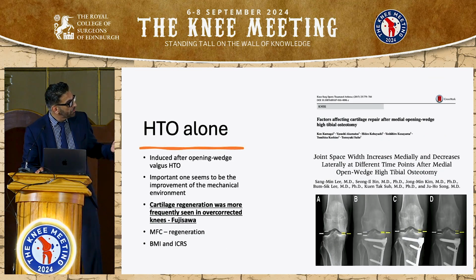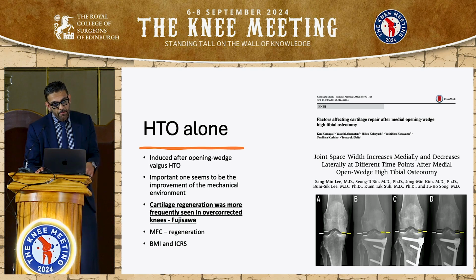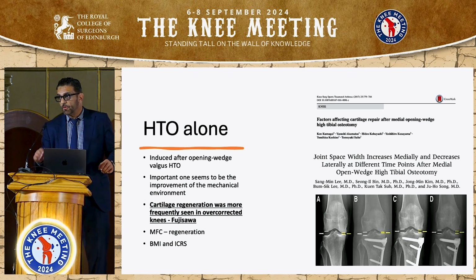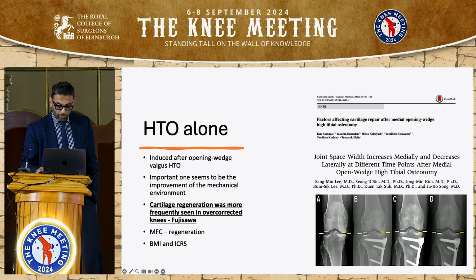So, two studies, one in JBJS, one in Arthroscopy, showed that if you do the high tibial osteotomy, more cartilage regeneration was seen. These were the ones that were overcorrected without another cartilage procedure, to Fujisawa's point, 62%, 60% or over. And what happens, the environment changes, right? You decrease the inflammatory response, and the cartilage feels that it's in a more secure environment.